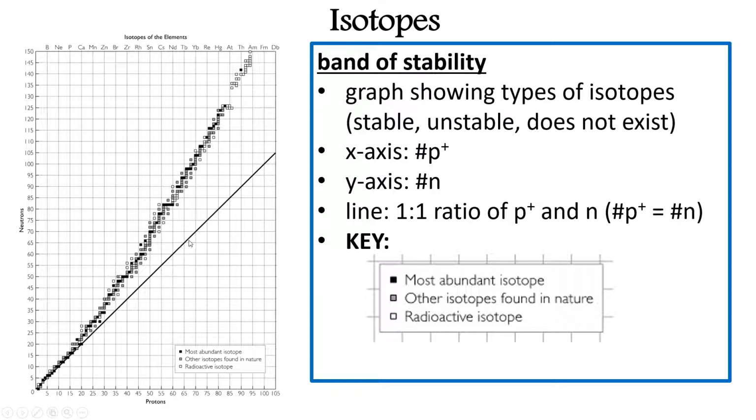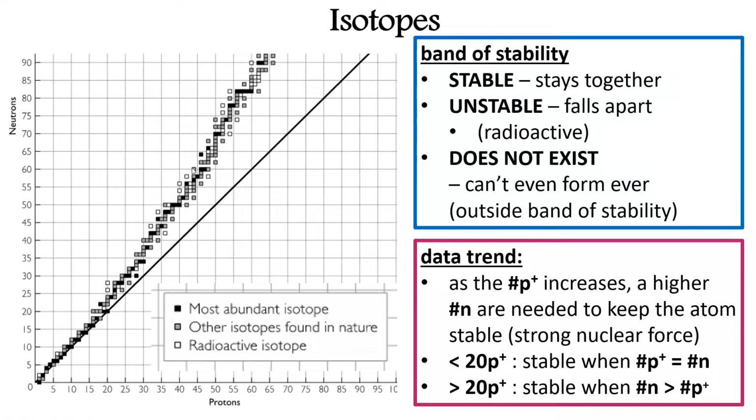This line is not the data. It just helps us better understand this, which is the data. So let's zoom in on that. So here's our key. The squares are showing you the different types of isotopes. The dark squares are going to be your stable isotopes. The gray ones are also maybe stable, but also maybe unstable.